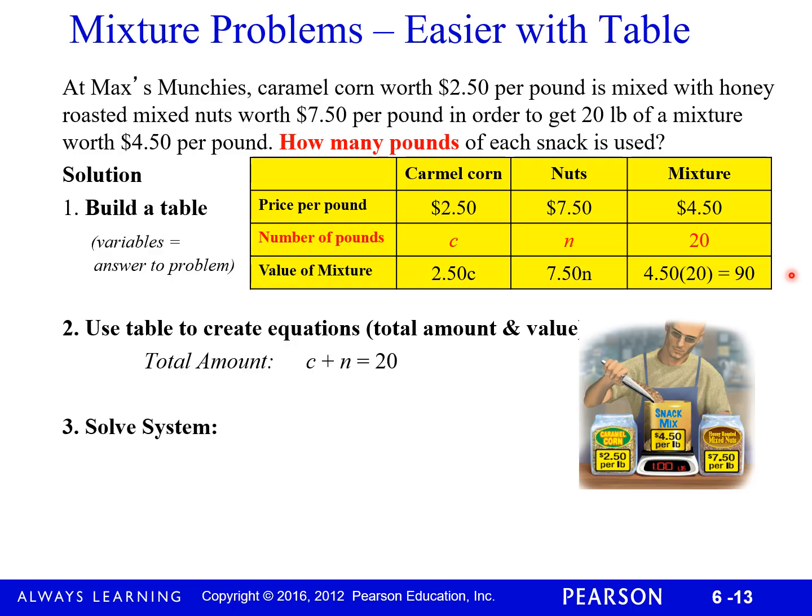One is for the total amount. C is the number of pounds of caramel corn, N is the number of pounds of nuts. The total value is that product again, 250C plus 750N, and that's going to equal what we have at the end, which was actually 90. So here all we have to do is multiply the top equation by negative 250 to solve this system.